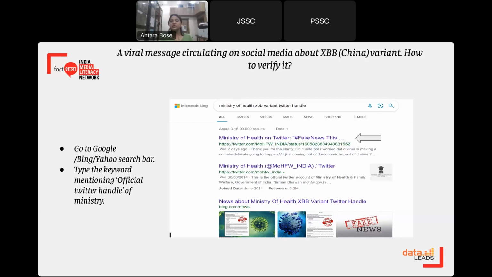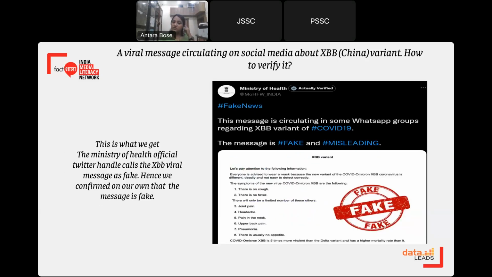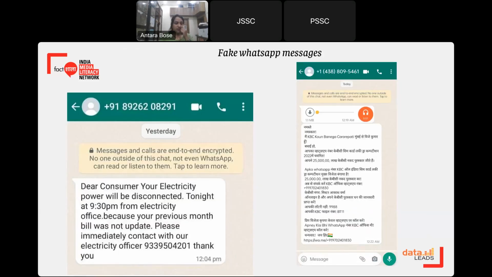Like you see, Ministry of Health fake news, and it shows that they did not talk about it. Ministry of Health also posted: let's pay attention to the following information. Everybody is advised to wear a mask. This was the message that was being circulated, and the Ministry of Health came up with a statement saying that this is fake and misleading. Somebody made this PDF and this image and was circulating it. So you just need to do a small search.